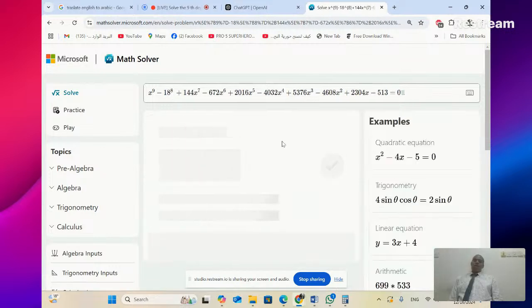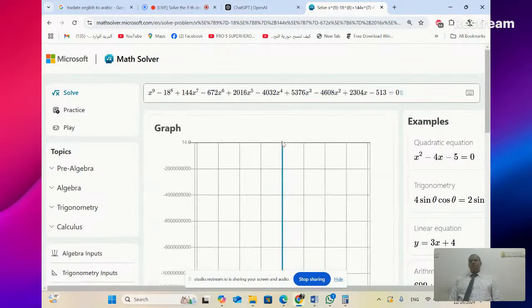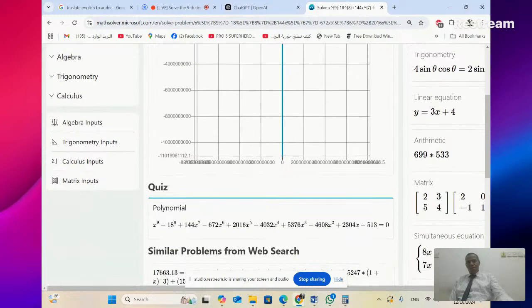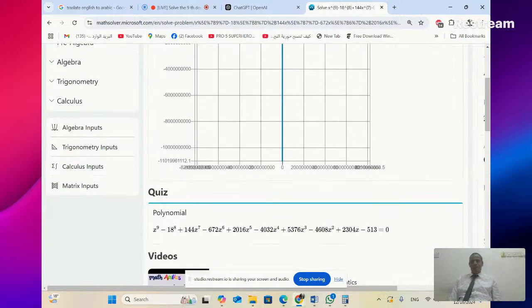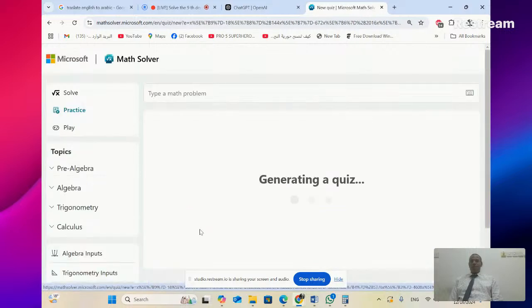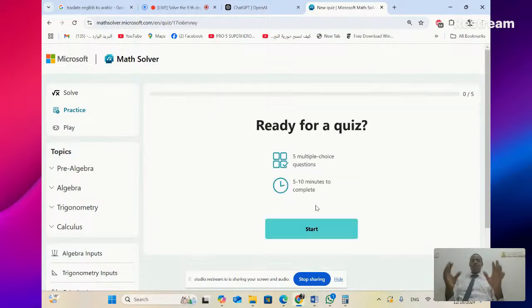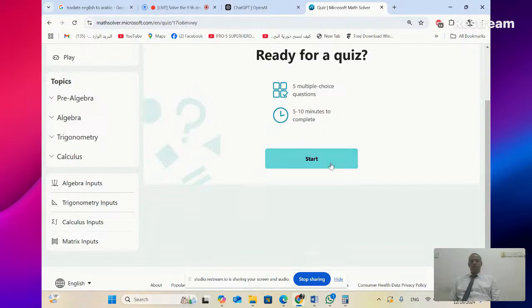Now we use, let's say, this curve, we draw it like that, which is fixed. Now suppose that I will take a quiz in polynomials. He tells me now we don't have quizzes like that. Sorry, generating a quiz. He will try to generate a quiz. An algorithm is working. Okay, ready for the quiz.